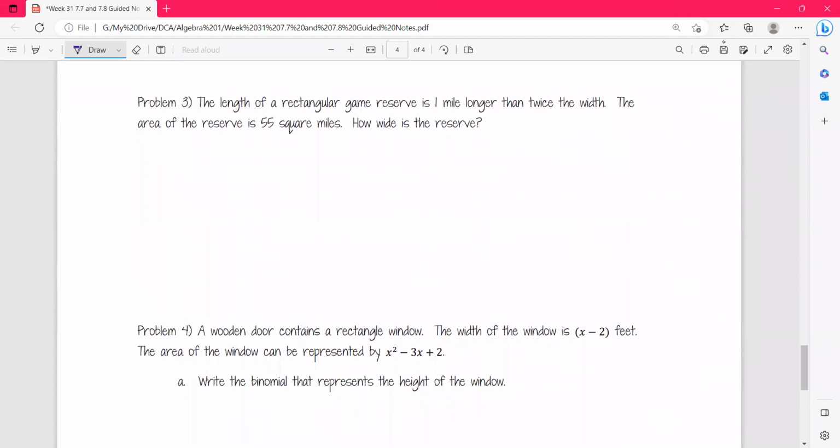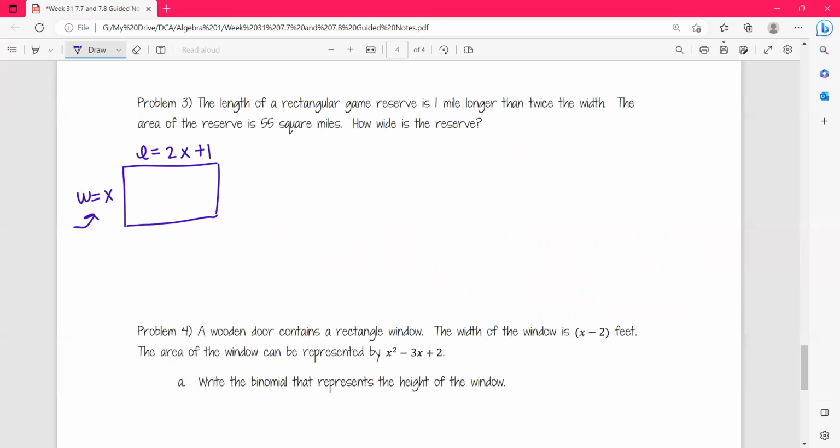So let's get started. This one says the length of a rectangular game reserve is 1 mile longer than twice the width. So if we just get a visual here, the length is 1 mile longer than twice the width. So if it's 1 mile longer, I add 1. Twice the width, we need to multiply by 2. And we called the width x, so that's why there's the x in my length. The area of the reserve is 55 square miles. How wide is the reserve?